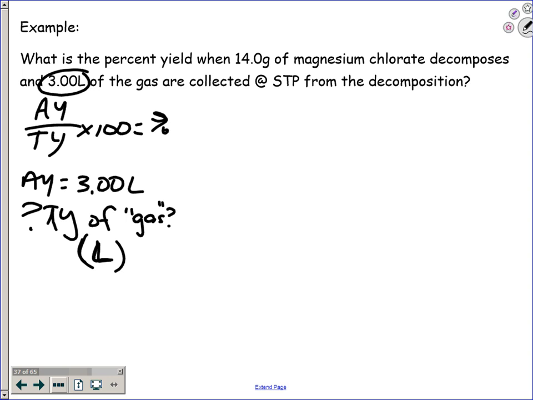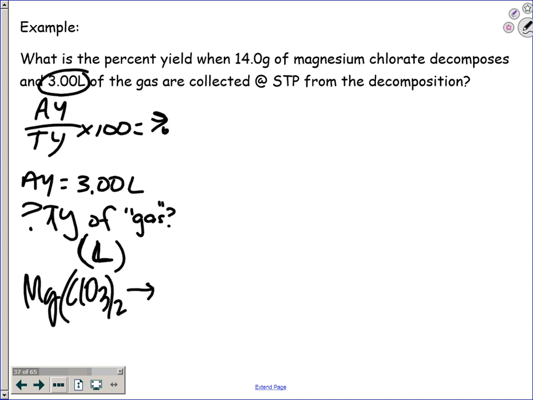What do we also know? And what's happening to magnesium chlorate? It's decomposing. So what do you think we should do with that information? Make an equation, because if not, we're stuck. We can't do anything, because we don't even know what gas is being made, much less calculate with it. So taking this information, what's the formula for magnesium chlorate? Mg(ClO3)2.